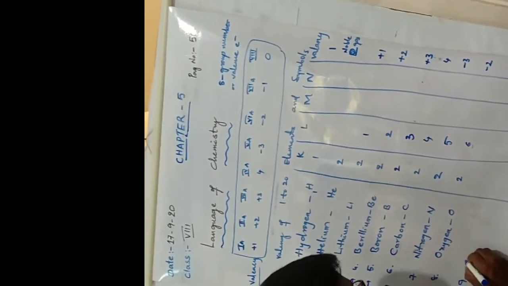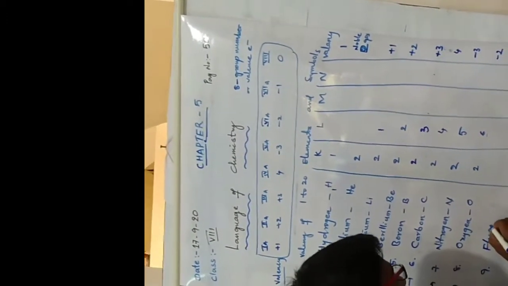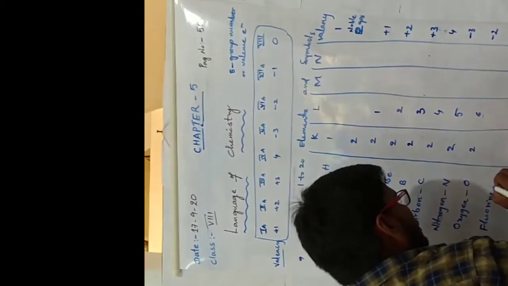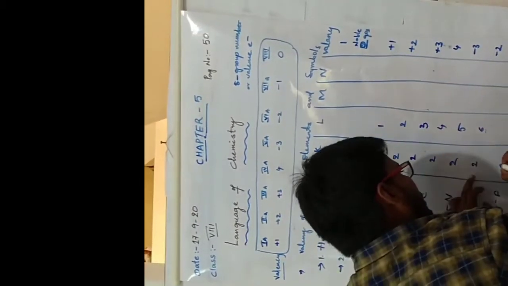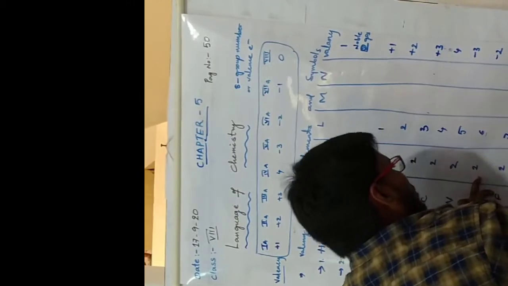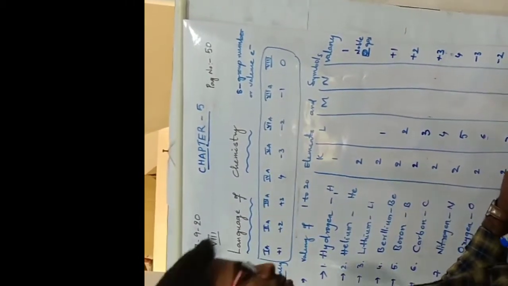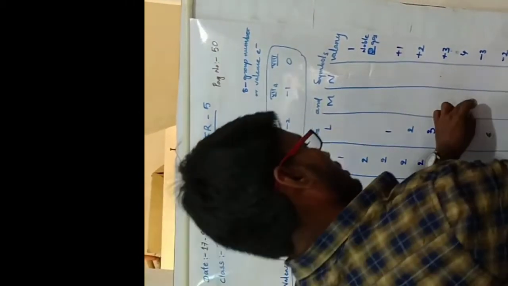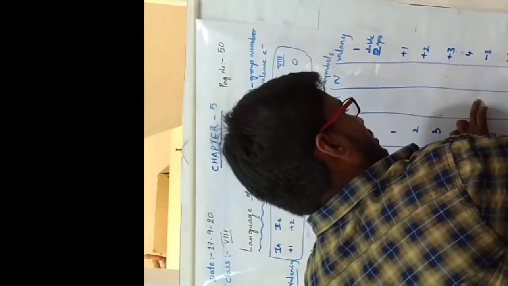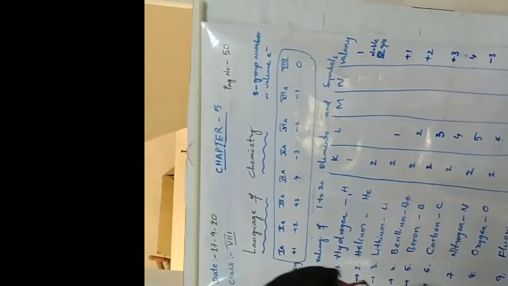Ninth one, fluorine. Symbol of fluorine is F. Electronic configuration 1s2, 2s2, 2p5. So 7 electrons in the outermost shell. 8 minus 7 means the valency is minus 1.